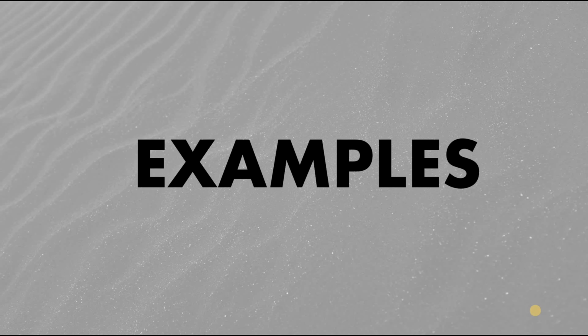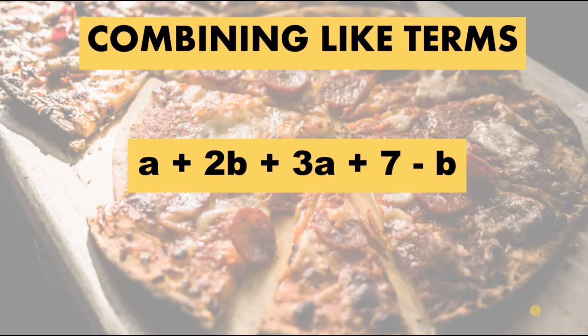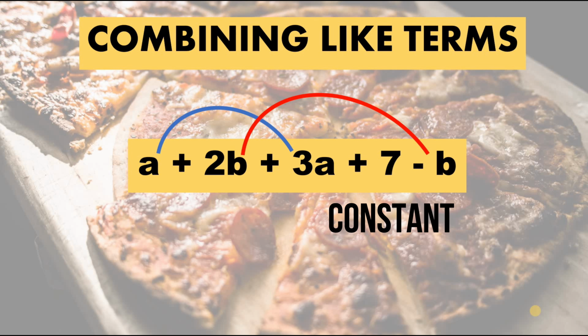Let's have a look at more examples. For example number 1, we have a plus 2b plus 3a plus 7 minus b, and we are combining like terms. So first we're going to find the like terms. First we have a and 3a, with a as a common variable component, and then we have 2b and b, where b is a common variable component, okay? And what about 7? It's on its own, we may call it a constant because it doesn't have any exponent nor any variable, okay?